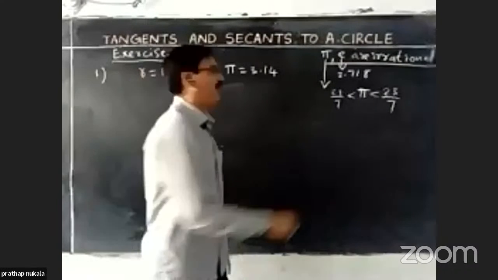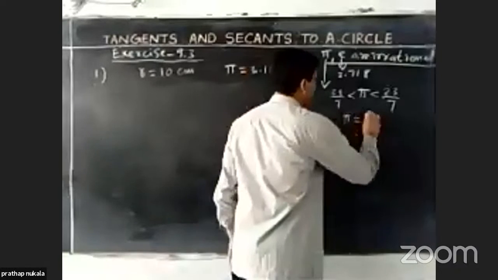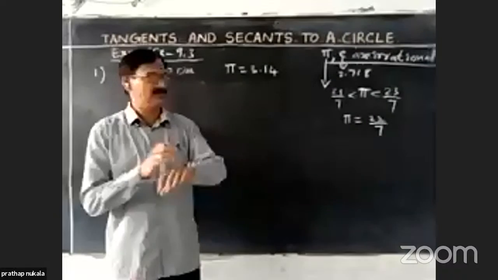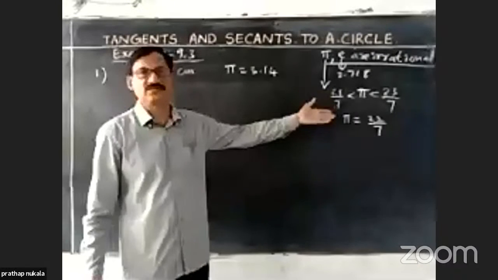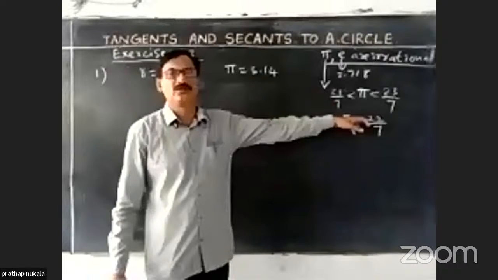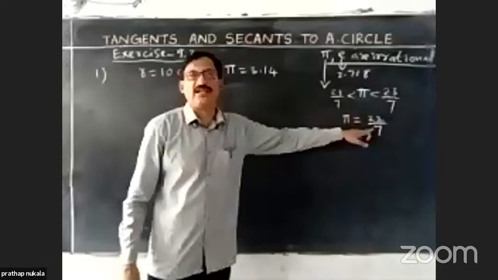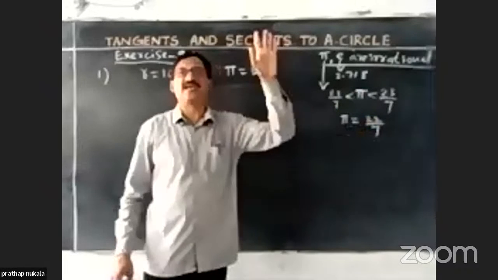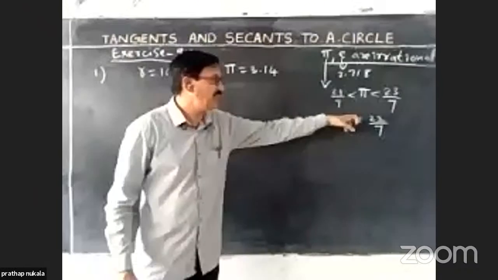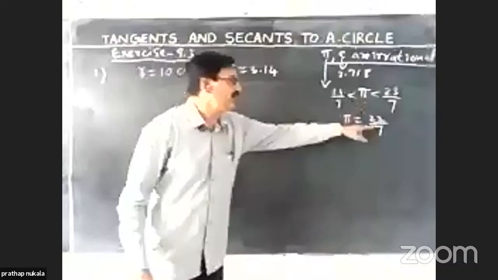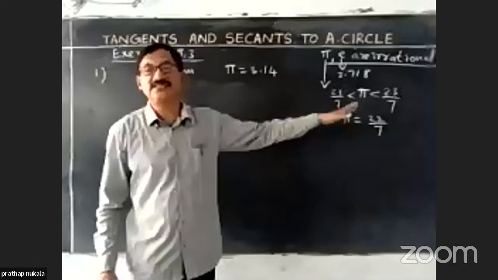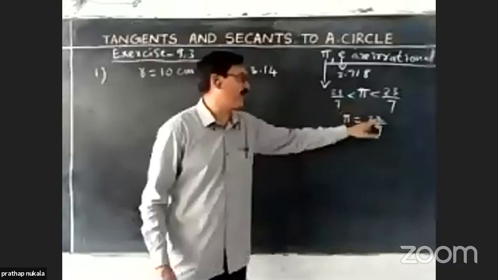But in general, in so many problems, we take pi as 22/7. This is not the exact value. Just remember, 22/7 is not the exact value of pi. If it were the exact value, it would represent a rational number. 22/7 is a rational number. It is in the form p by q.